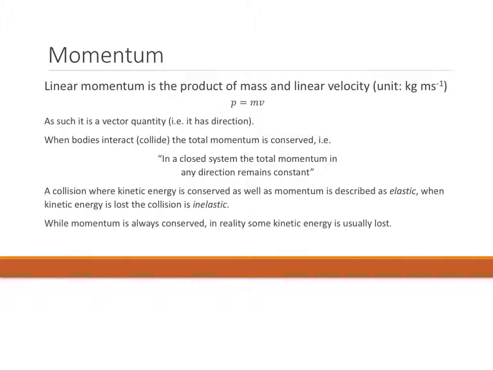When bodies interact with each other, usually by collision, then the total momentum is conserved, and because it's a vector quantity, it's conserved in any direction. If the kinetic energy in the collision is also conserved, so the total kinetic energy afterwards is the same as the total kinetic energy before, then a collision is described as elastic. But usually, in real life, kinetic energy is lost, so the collision is described as inelastic.